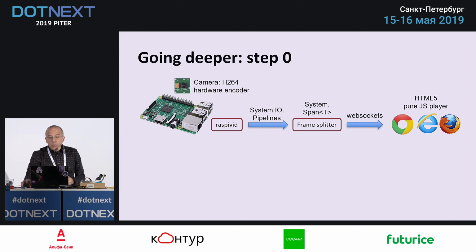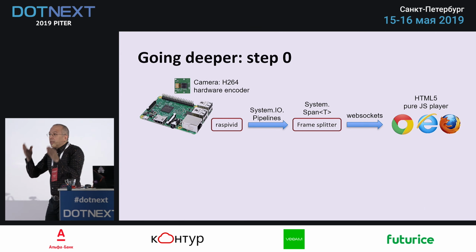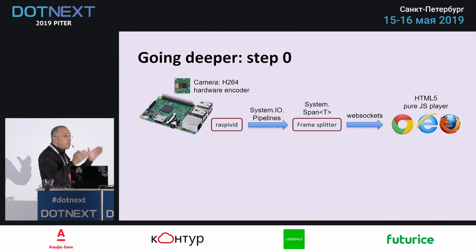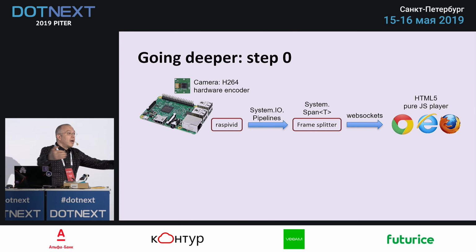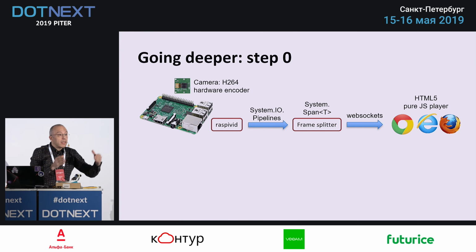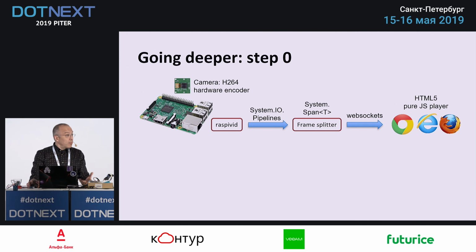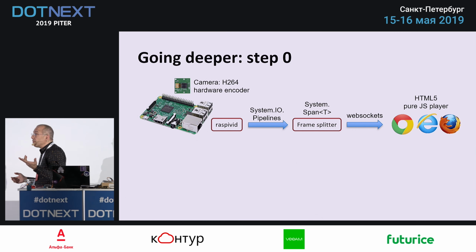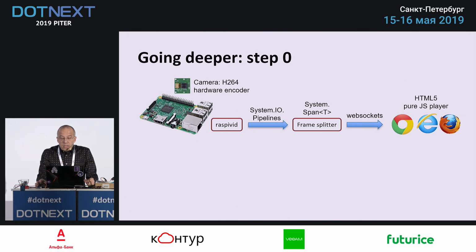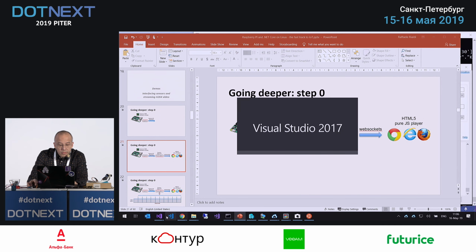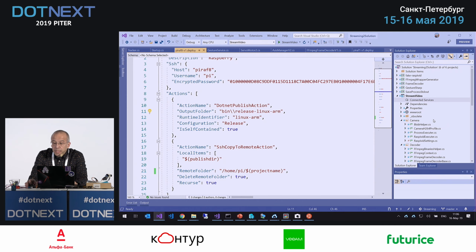So I had to create a frame splitter that identifies the frames inside the stream, and I had to split it. Once I split the frames, I take one at a time, and I send it to the browser using WebSockets. Does it make sense? Okay? The frame splitter is something very interesting.